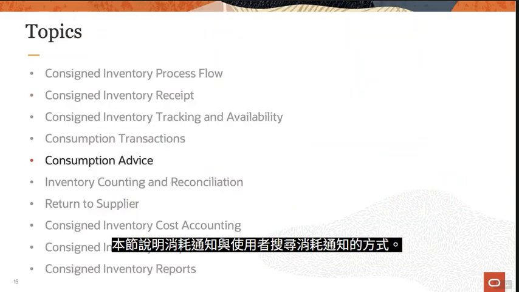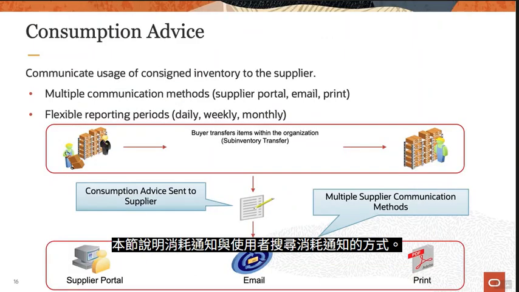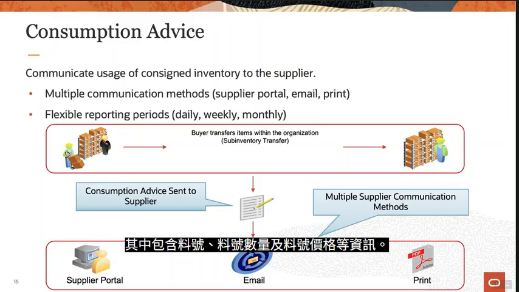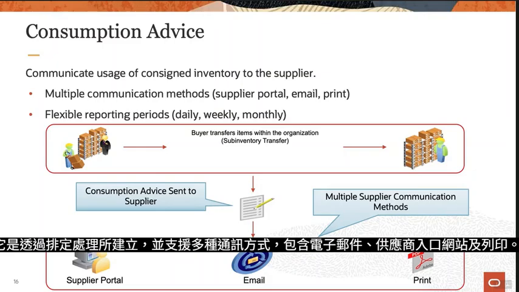This section describes consumption advice and how users can search for consumption advices. The consumption advice is a document used to communicate usage of consigned inventory to the supplier. The consumption advice does the following. It includes information such as the item, item quantity, and item price. It's created through a scheduled process and supports multiple communication methods including email, supplier portal, and print.